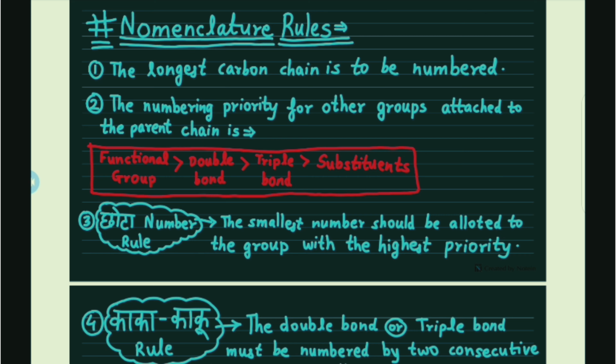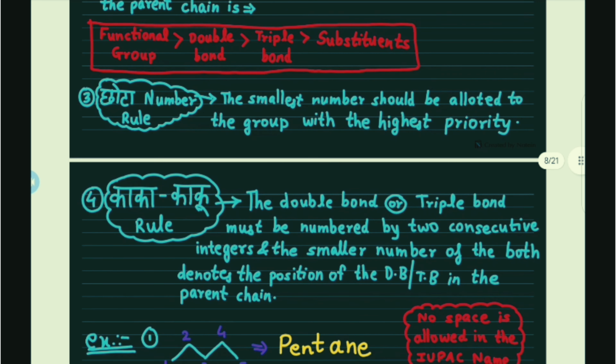Let's move to the second point. The numbering priority for other groups attached to the parent chain. The functional group has the highest priority, then double bond, then triple bond, and substituents have the lowest priority.